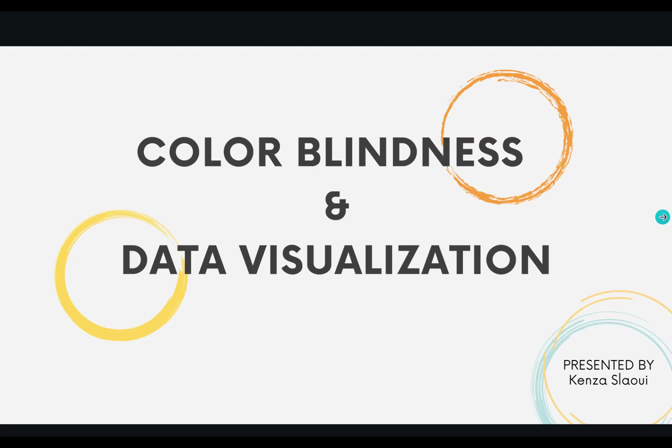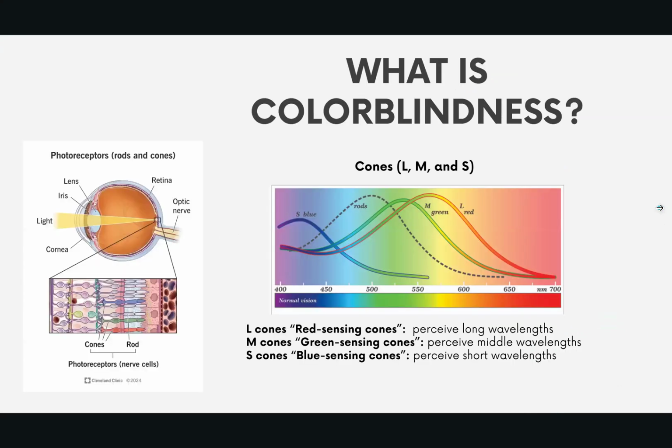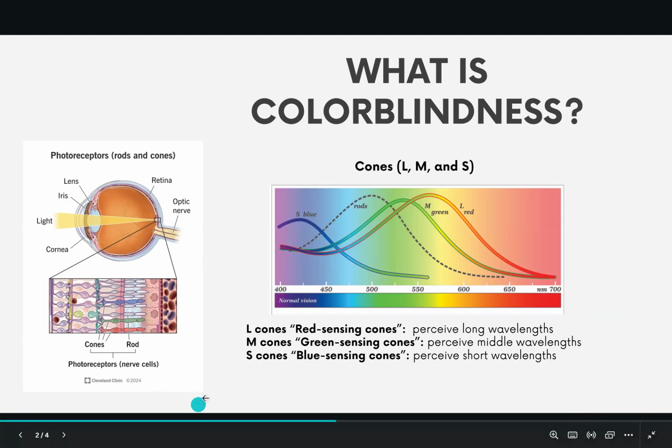Hello, and welcome to my video about color blindness and how we can make data visualizations more accessible to people with color blindness. So, human vision relies on two main types of photoreceptors, rods and cones. Cones are essential for color vision. Humans have three types of cones, and each is sensitive to different wavelengths of light: red, green, and blue. When one of these cone types is absent or malfunctioning, it results in color blindness.